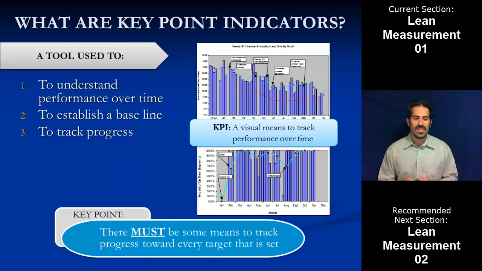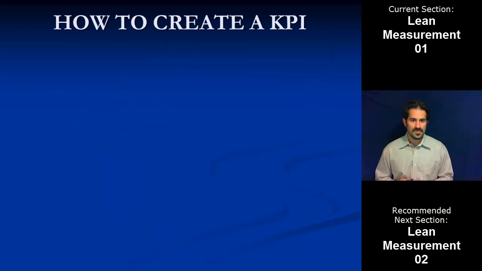And then the key point out of this is that for every target that we set, we've got to have some method to actually track our progress towards it. And that's what we use our KPIs for, to be able to see how we're doing and if we're making progress towards meeting our goals.